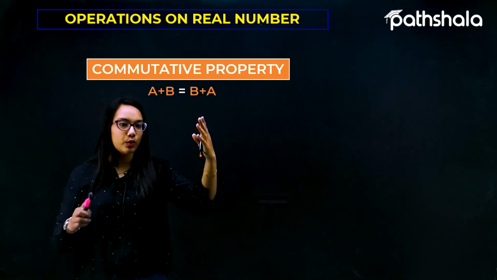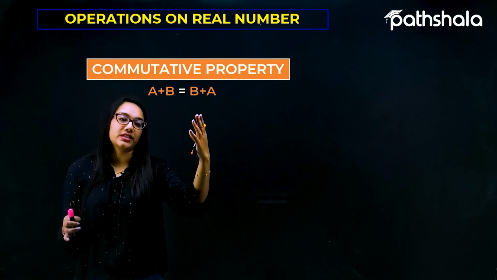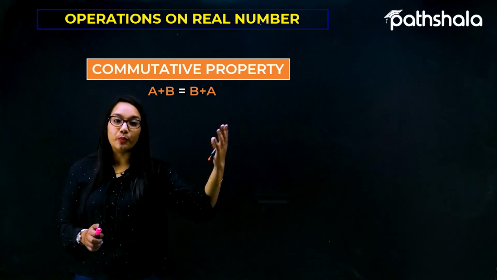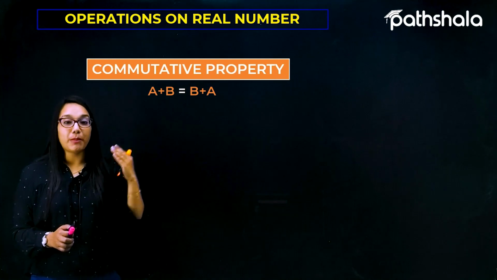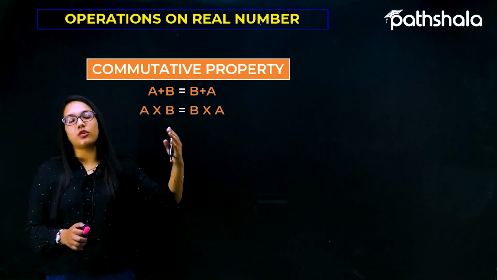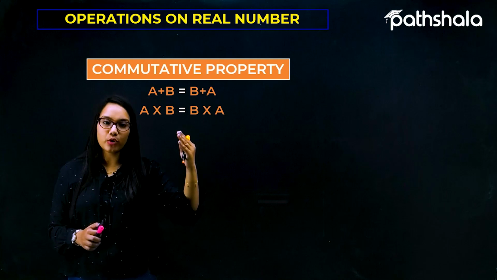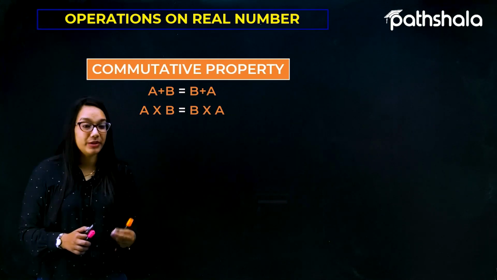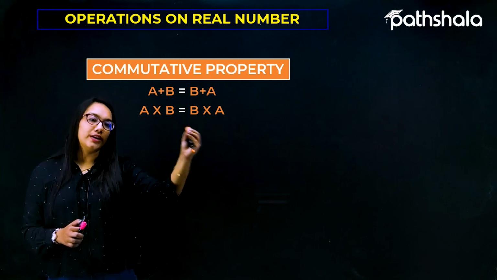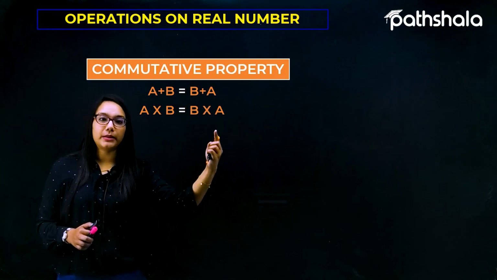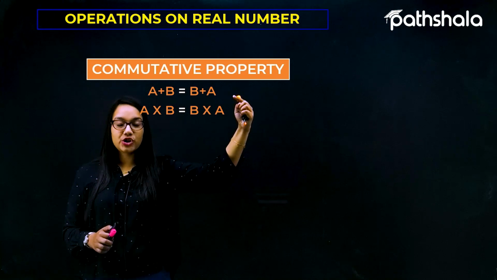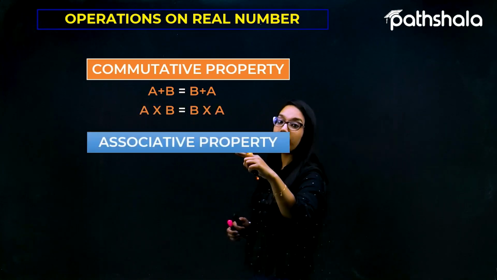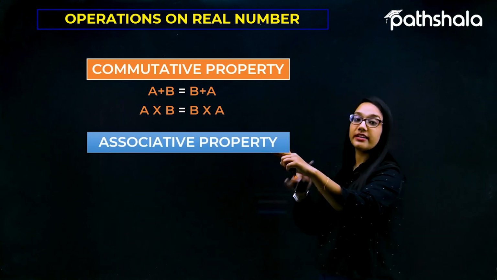You can take any particular example for this. Let us take a as 2 and b as 3. So 2 plus 3 is always equal to 3 plus 2. Further, for multiplication, a into b is always equal to b into a. This is all about the commutative property. It says that for any two numbers a and b, these results follow under addition and under multiplication.